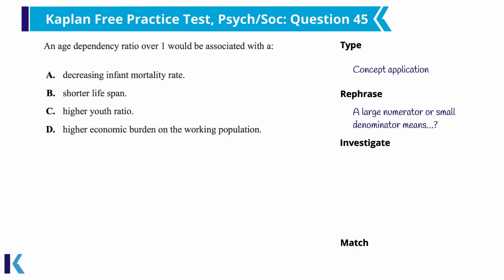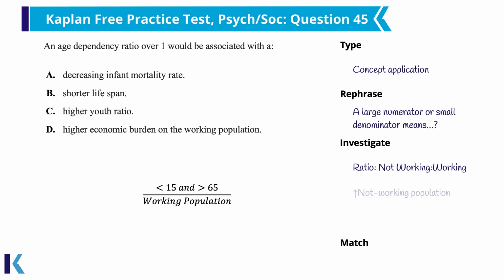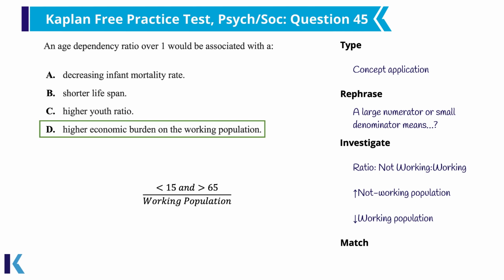And from my content knowledge, I know that the age dependency ratio is the ratio of dependents or non-working people, aka people younger than 15 or 65 and older, to the working age population. So an age dependency ratio greater than 1 means either the not working population is large or the working population is small. Looking at the answer choices, answer choice D matches this prediction. A larger ratio means more non-working people to working people, which would increase the burden on the population who work.